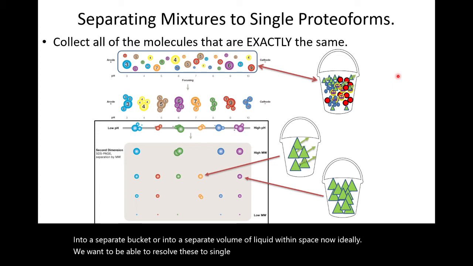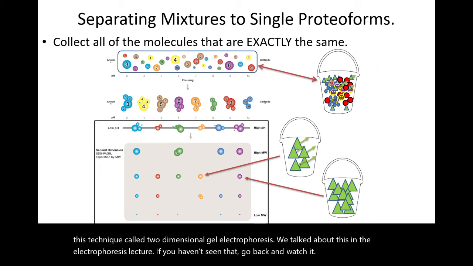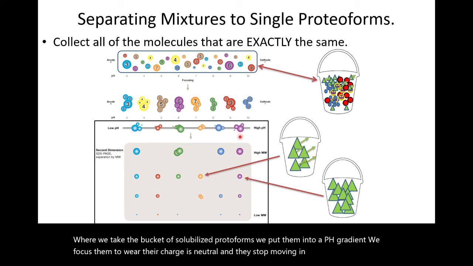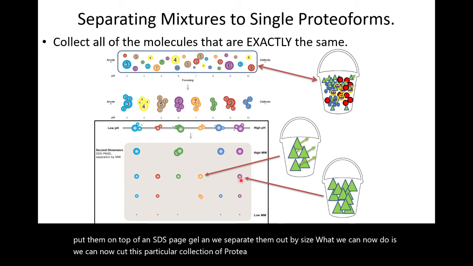One of the ways of doing this is a technique called two-dimensional gel electrophoresis. We talked about this in the electrophoresis lecture. If you haven't seen that, go back and watch it, where we take the bucket of solubilized proteoforms, we put them into a pH gradient, we focus them to where their charge is neutral, and they stop moving in the electric field. We then put them on top of an SDS-PAGE gel and we separate them out by size. What we can now do is cut this particular collection of proteoforms out of the gel and identify what the open reading frame was.